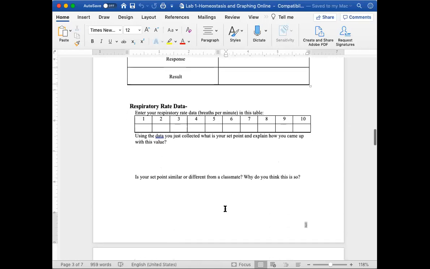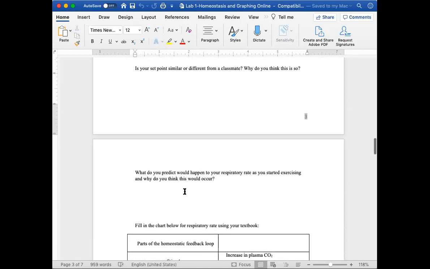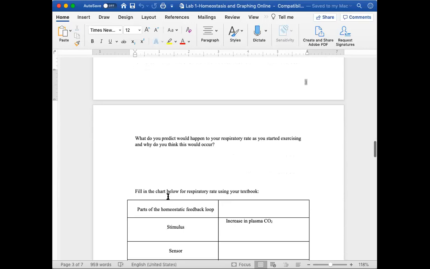Then you're going to move on to respiratory data. So then you're going to figure out your set point and explain how you came up with that. Would you expect it to be different or similar compared to a classmate? So find a classmate. If you already have a classmate in class, or a friend in class, ask them. If not, maybe somebody who replied to your discussion thread, send them a quick little note to ask them if their set points were the same, and think about why that happened. And then answer the questions.